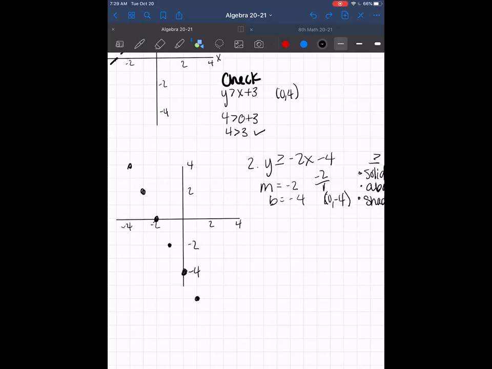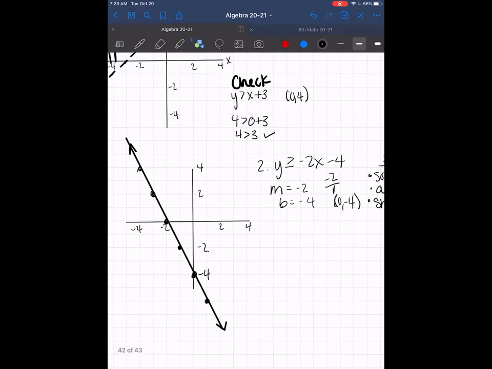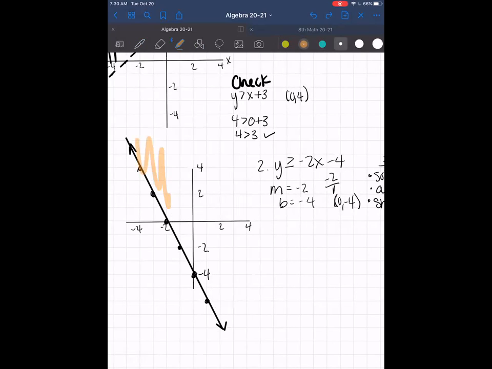But okay, because it's the or equal to sign, we know that the line is solid. I'm going to draw my line. Let's redo that. Okay. And because it was a greater than, we know that we needed to shade above the line. So this is above. This is my solution set. And I know that's kind of hard to see. We can do it in highlighter too. So this is my solution set.